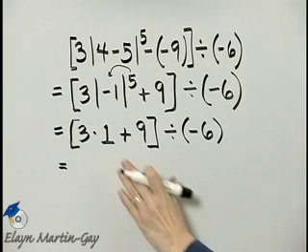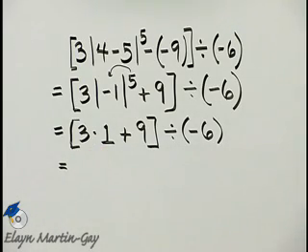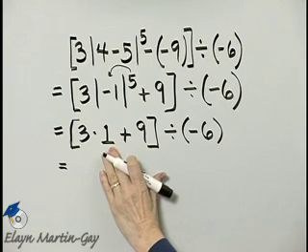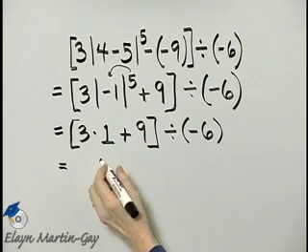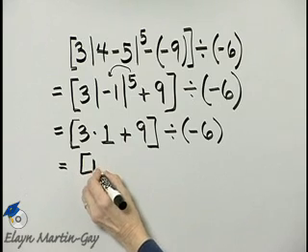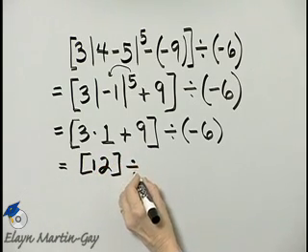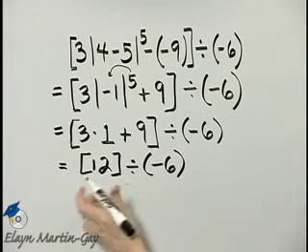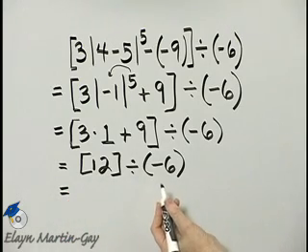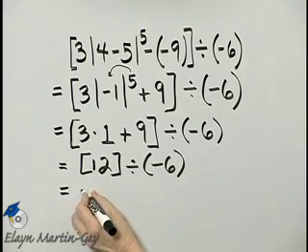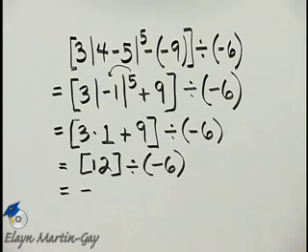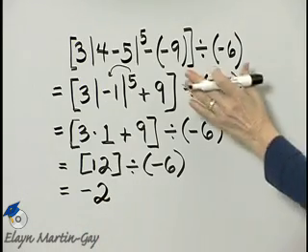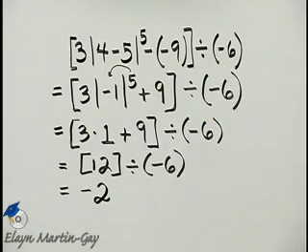Within this set of brackets, do I multiply first or add? Don't forget order of operations. We multiply first, so 3 times 1 is 3, plus 9 is 12. So I have 12, and then I have divided by negative 6. My only operation left then is division. What is a positive number divided by a negative number? It is negative. And what is 12 divided by 6? 12 divided by 6 is 2. So I have that this first expression evaluates to negative 2.